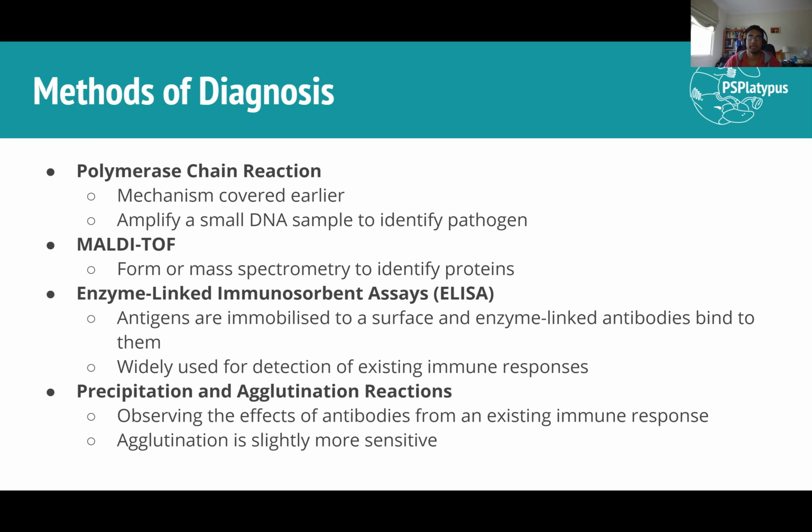And then precipitation and agglutination, if you remember our presentations on the immune system, you'll remember that these are different things that antibodies can potentially do. Agglutination is slightly more sensitive. You're more likely to have a true positive with agglutination, but both of them are quite useful.